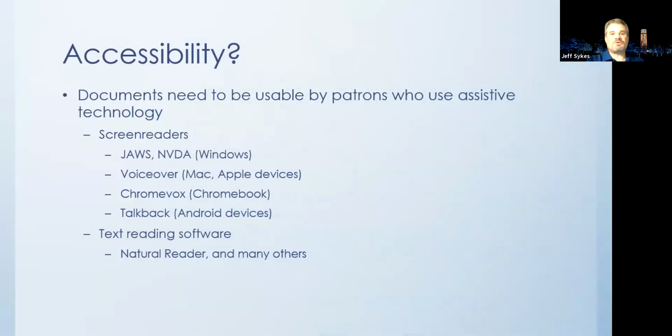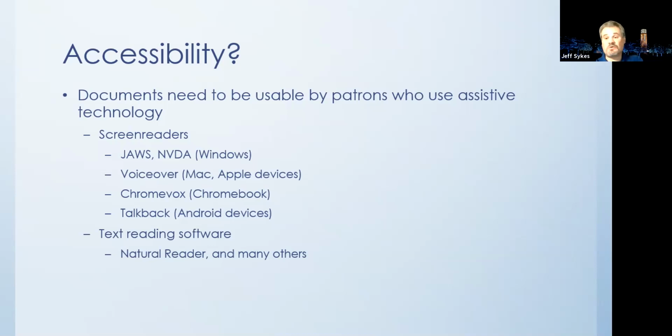So why do the documents need to be accessible? Yes, they do need to be usable by library patrons who use assistive technology. And the assistive technology that I'm thinking of here would be a screen reader, something that would be used by someone who is blind or low vision. And there are some sample screen readers up in this slide.